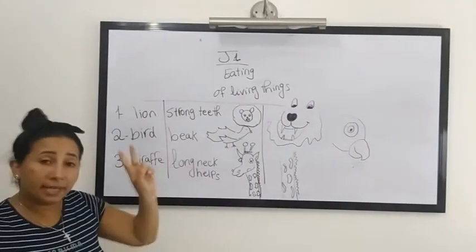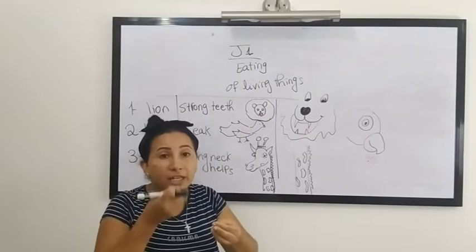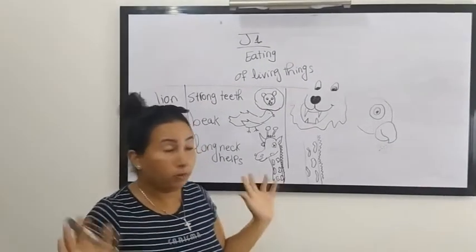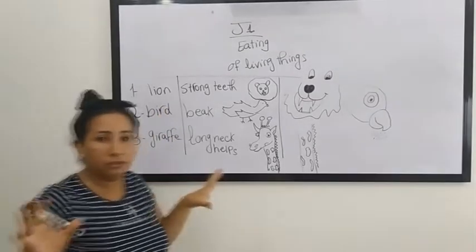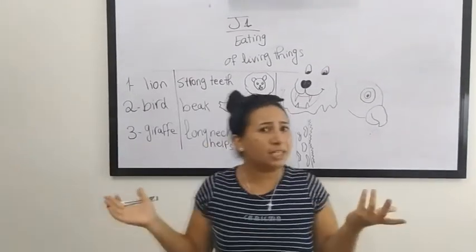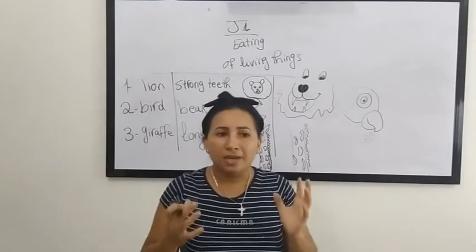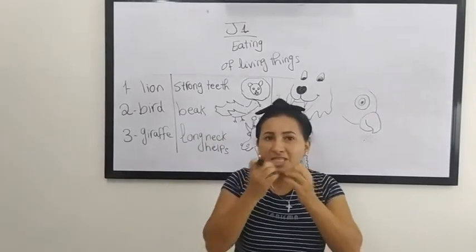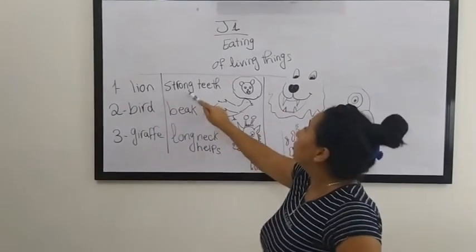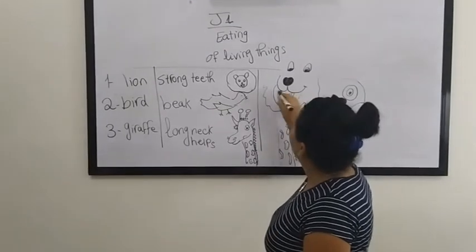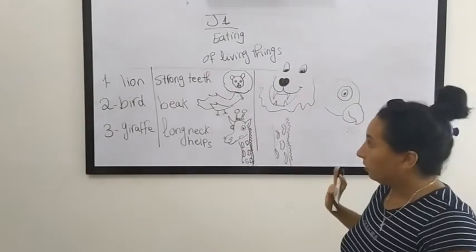Now we will study the second property of living things, eating, how living things can eat. Number one, we have the example of the lion. You know the lion? What does the lion eat? The lion eats meat. So meat needs strong teeth. The lion has strong teeth, and that strong teeth help it to eat meat.